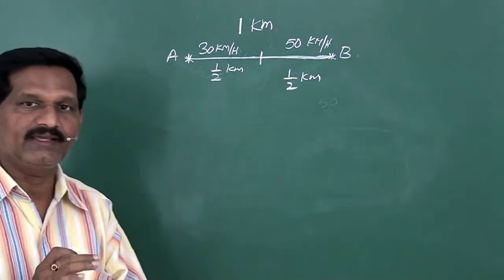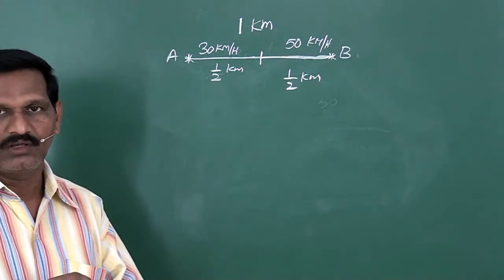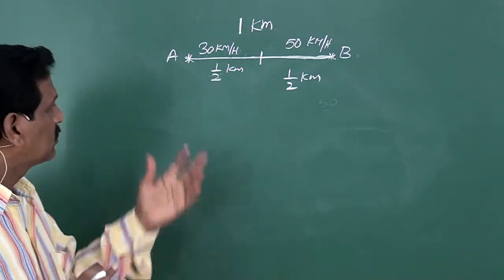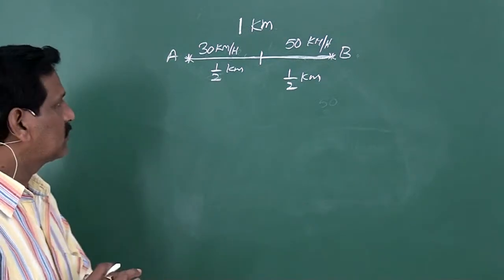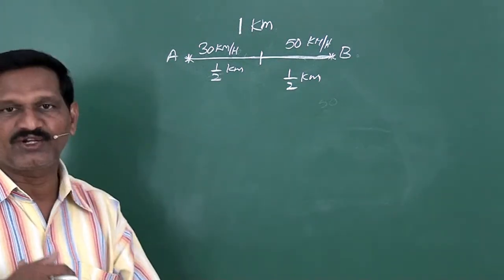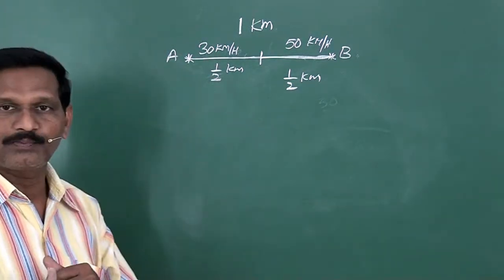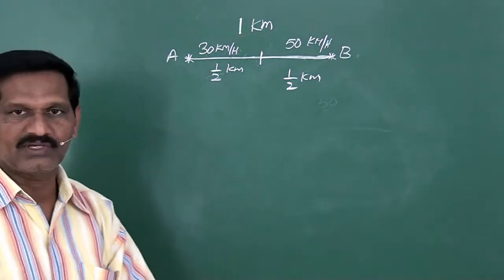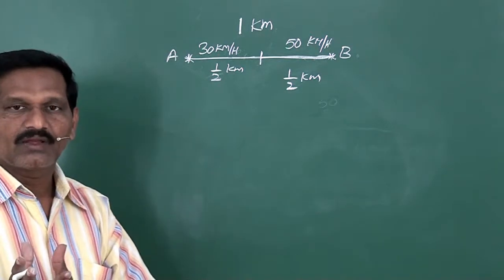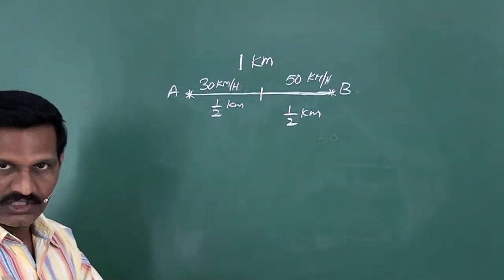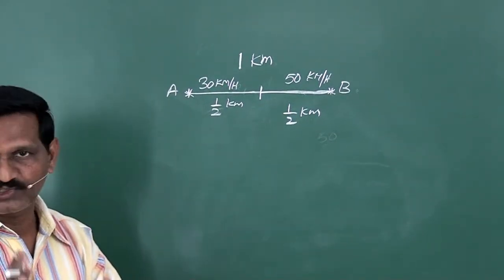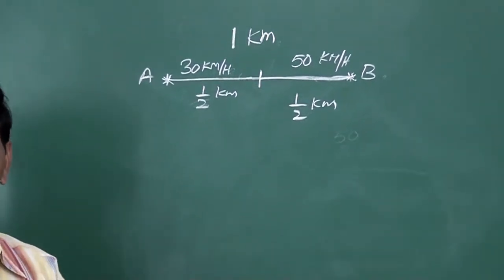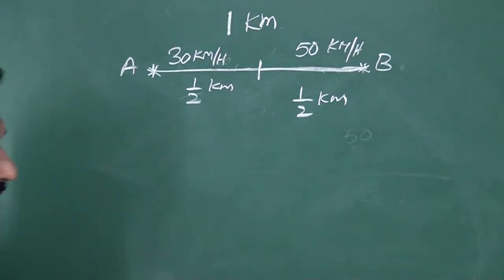Now we have to find the average speed of the car. Average speed, because this journey covers different speeds. First half with 30 kmph, second half with another speed, say 50 kmph. When there is variation of speed, then average speed comes into picture. So here we have to find the average speed.